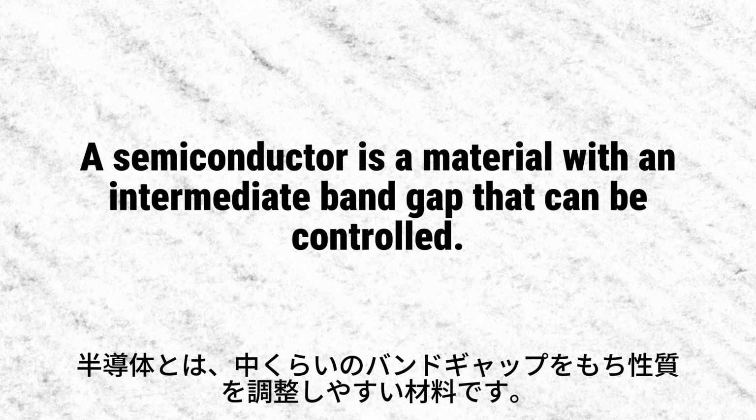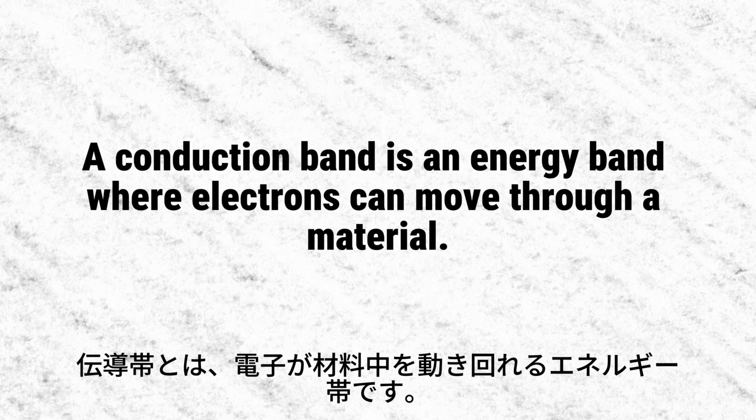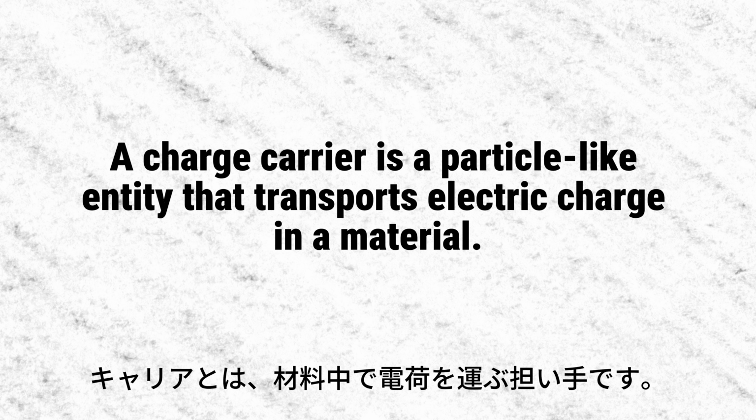A semiconductor is a material with an intermediate band gap that can be controlled. A valence band is the highest energy band that is filled with electrons at low temperature. A conduction band is an energy band where electrons can move through a material. A charge carrier is a particle-like entity that transports electric charge in a material.